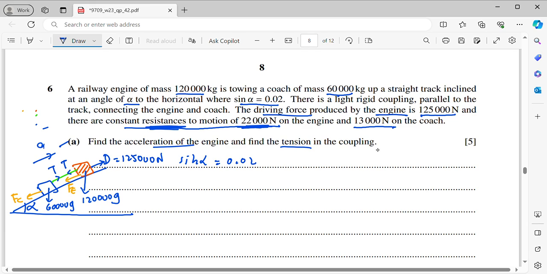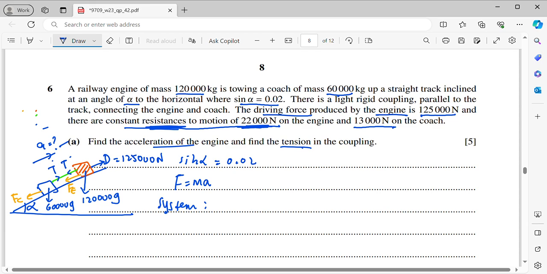Now you need to find what is your a and also the T. From here, I will just use F equals ma, Newton's second law. I consider the whole system. When I consider the whole system, I consider all the forces except the T, because both T will be balanced back. That's why I consider the system, so that I can find the a directly.